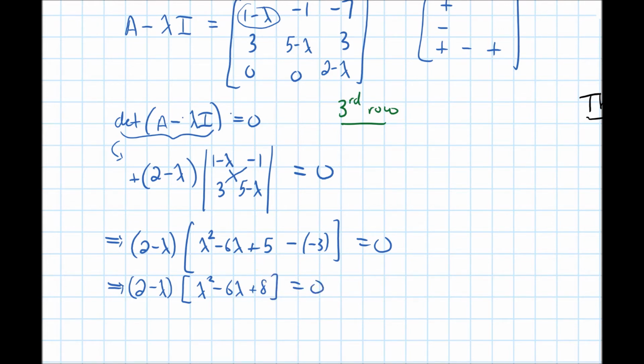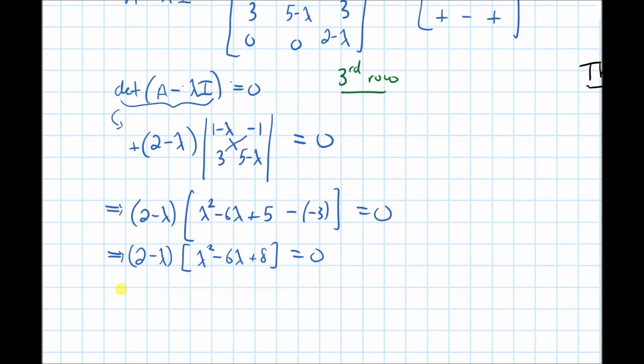So it's getting simpler and simpler. It's getting to a form that we can factor. So we have the 2 minus lambda in front. All right, so this quadratic factors as lambda minus 2 times lambda minus 4. So this whole thing equals 0.